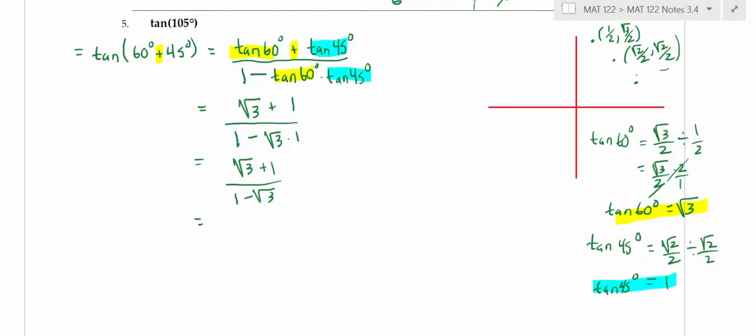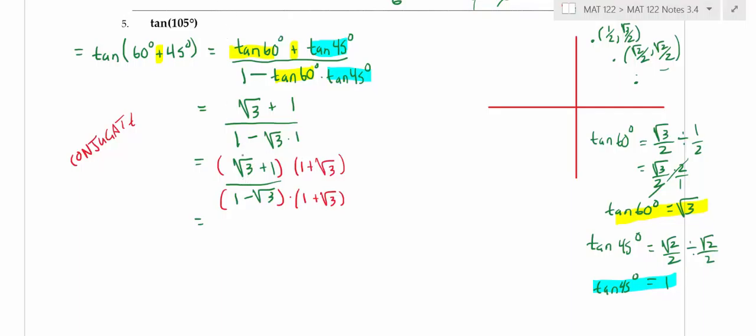Okay, we don't have a complex fraction to worry about, but we do need to rationalize the denominator on this then. So I'm going to multiply by 1 plus square root of 3 over 1 plus square root of 3. Again, you're multiplying by what we call the conjugate of the denominator. Now it just becomes a FOIL exercise.